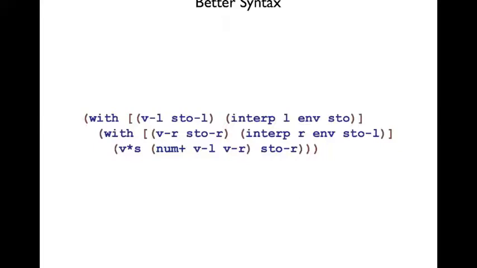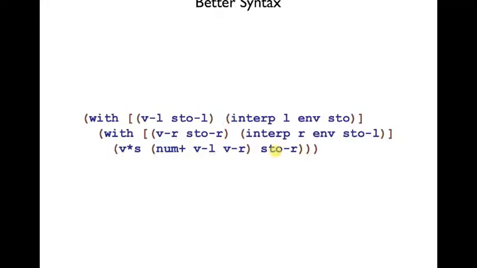This new syntax is a big improvement over our old syntax, but you can imagine it might be even better. For one thing, we're having to explicitly mention the store everywhere, and we have to be careful to make sure that we use the right one. In this call to interp, we have to make sure we use the result from the previous interp. If we use stow here, then that would break our interpreter. We're always supposed to use the most recent store.